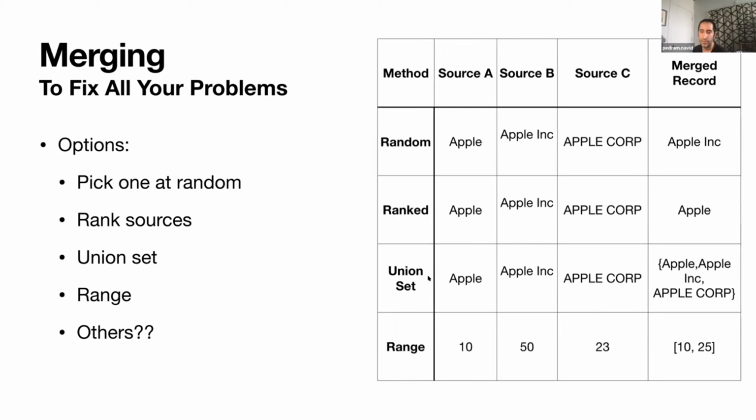It's also helpful in things like collecting the sources. So where did this entity come from? What are the source systems and IDs? That's a great place for a union set.